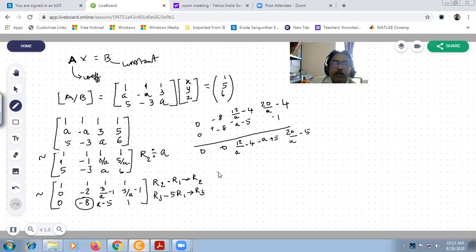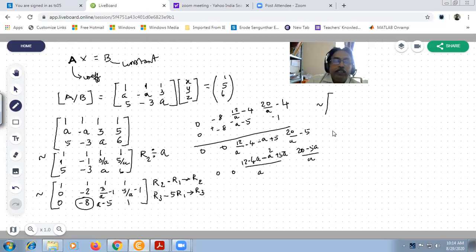So this is the vital part, so I am doing it alone. Minus A square, 12, minus 4A, minus A square, plus 5A, 20 minus 5A by A. So this is the matrix.